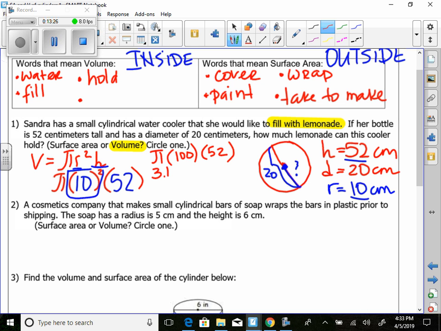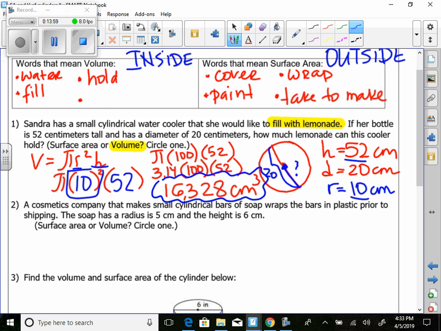Now it's okay to replace your pi with 3.14. Okay, and multiply numbers together. You could multiply them straight across. It would not make a difference. Okay, and 3.14 times 100 times 52 is 16,328. Volume is cubed, so cubic centimeters. Here's your answer. This is how much lemonade it can hold. Sounds like a big number, right?